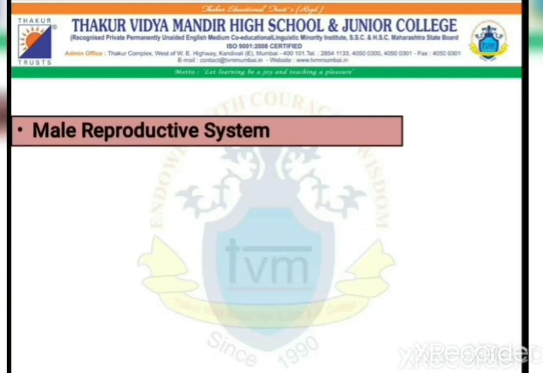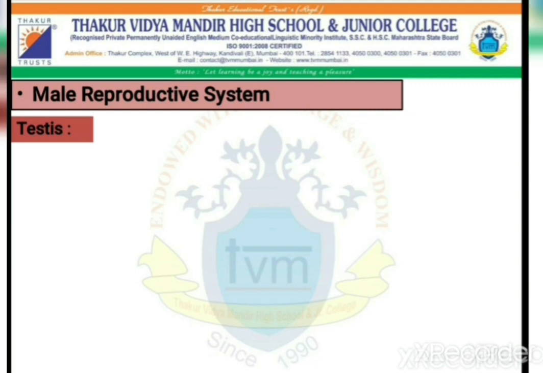Starting with the first part, that is the testis. Testis is a very important part. It is responsible for producing sperms. The sperms are called the male gamete. So this is the place where the male gametes are formed. At the same time, the testis also releases a hormone called testosterone, which brings about changes in the male child when the child reaches puberty, that is when it is growing up. So this is the first important part, that is the testis.